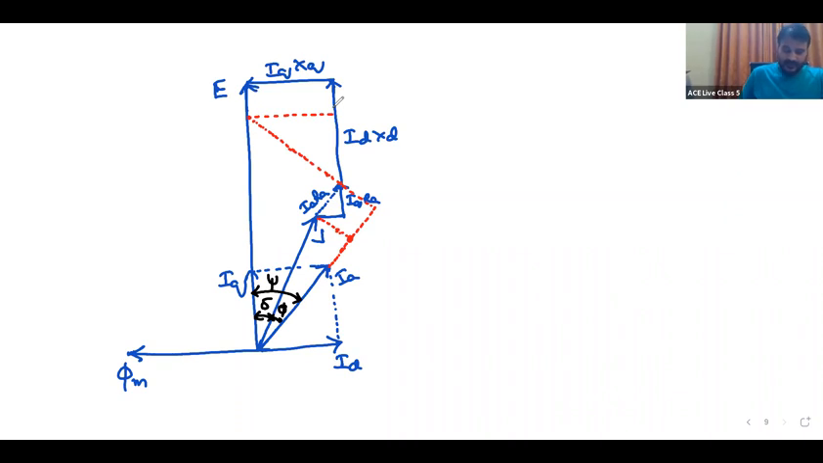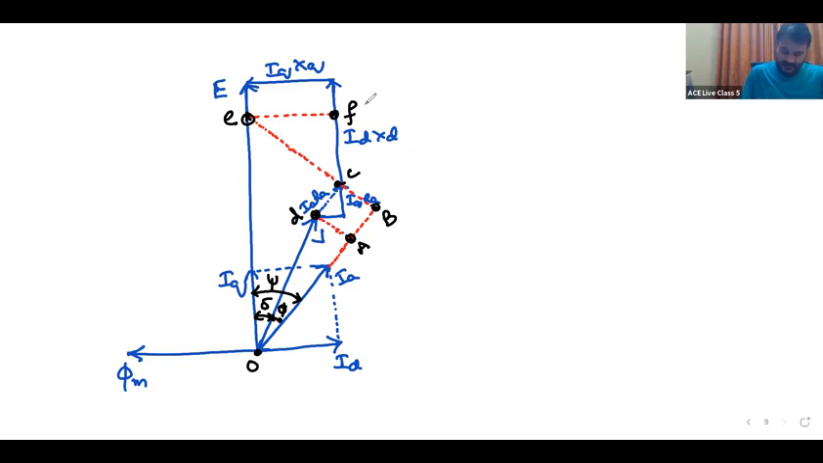See, this is point O. Let me take this point as A, this is point B, this is point C, this is point D, and this is E. This is point F.